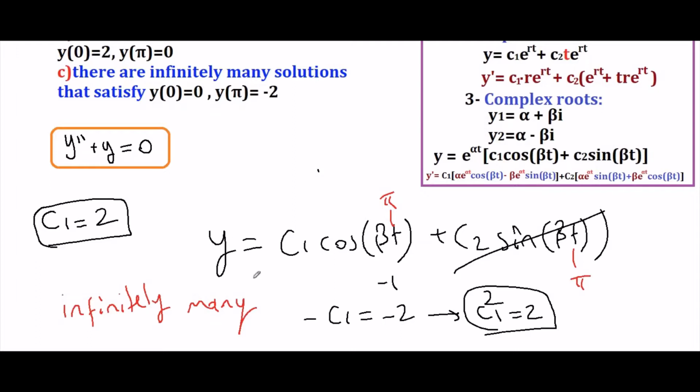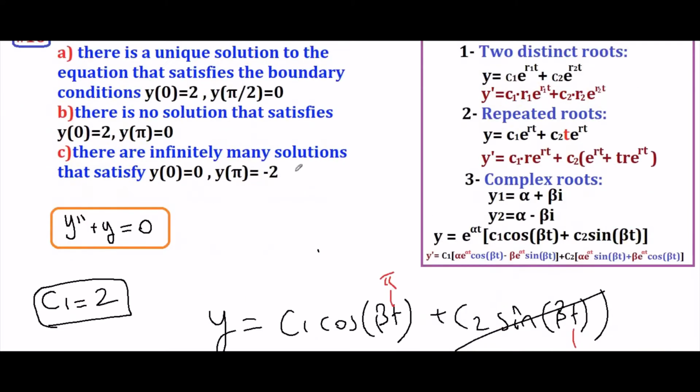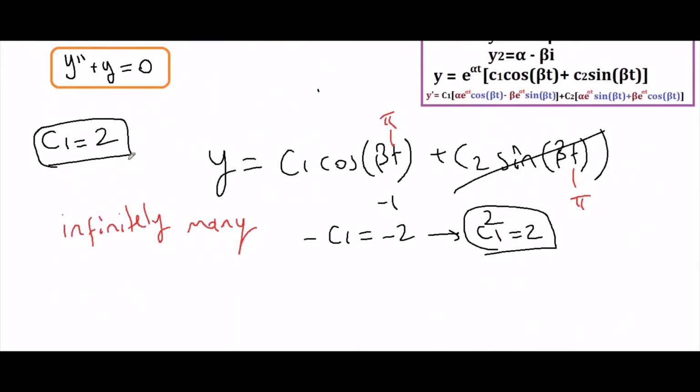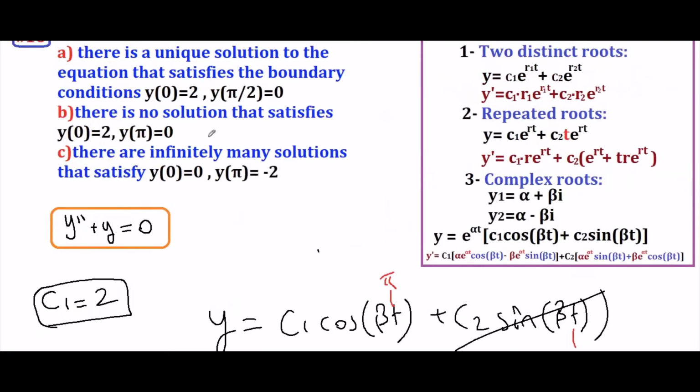If they are both matching the same value, that means the left side and the right side of the equation are equal. So that's infinitely many solutions. In these types of questions, if you obtain one of the constants as 0, you have two options: you obtain either a unique solution or infinitely many solutions. And if the C1 and C1 values or the C2 and C2 values are not matching when you plug in the boundary values, then there is no solution.